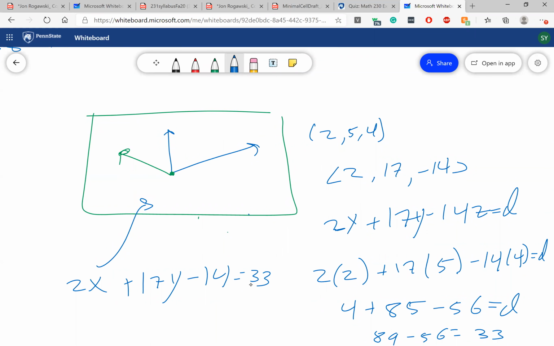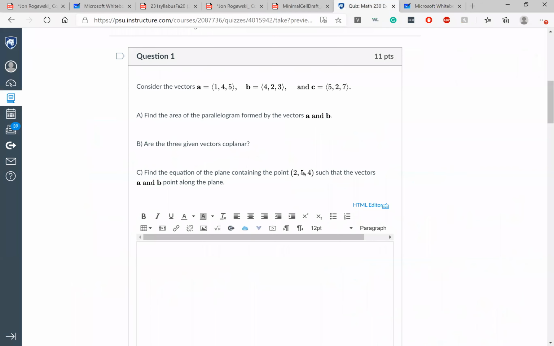Any questions about this? What was 2, 5, 4 again? I just couldn't remember what it was in the problem. Right, we just plug this point into the equation to get our d. Is it just the point on the plane? Yeah, this is just the point on the plane. Okay, thank you.